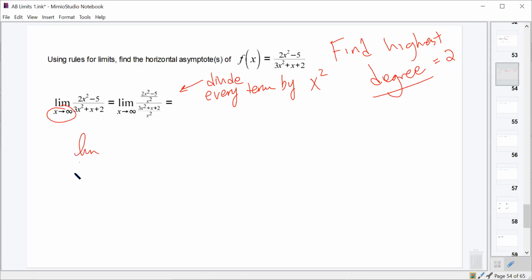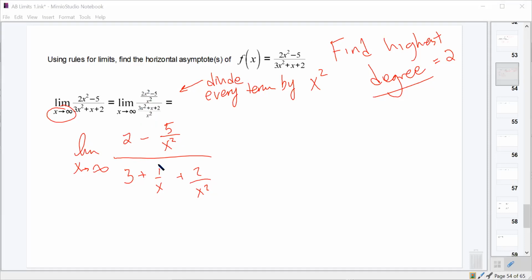So that gives us a limit as x approaches infinity. What's 2x squared over x squared? 2. 2, and then minus 5 over x squared. And then what's 3x squared over x squared? That's 3. x over x squared. And 2 over x squared. Everybody good with that so far? Okay. So as x gets very, very large, as x goes towards infinity, what's 2?